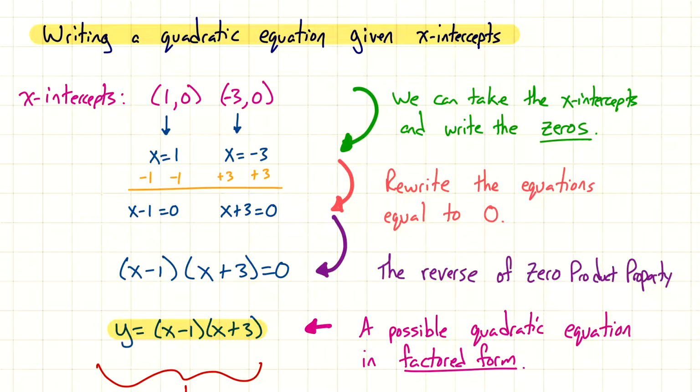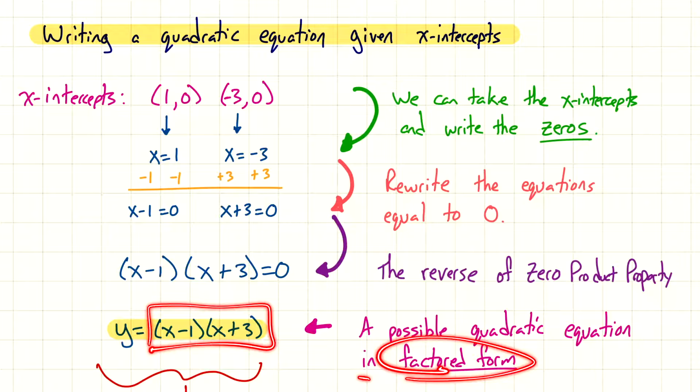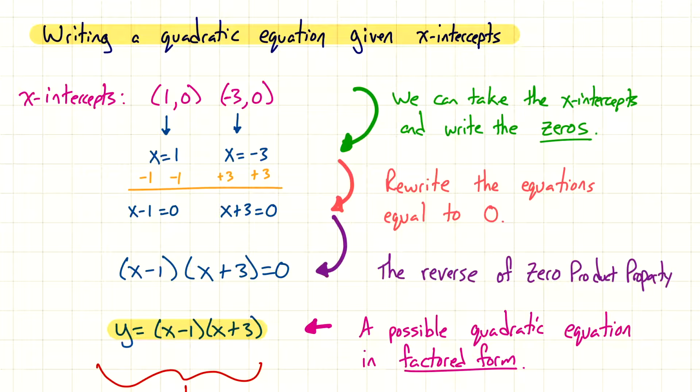And what we have here is a possible quadratic equation. This might be the exact equation for these points, or maybe there's a similar one that goes to these points as well. But we do know it is a possible one, and this is in factored form. You'll notice it's in factored form, which is perfectly fine. If you put that into a graphing calculator, it'll graph it just the same.